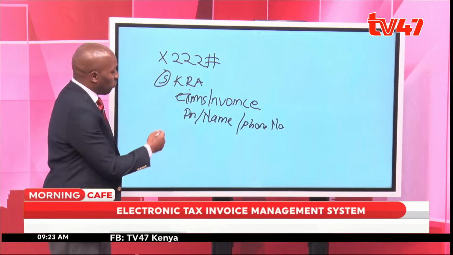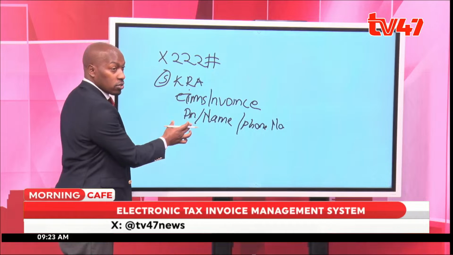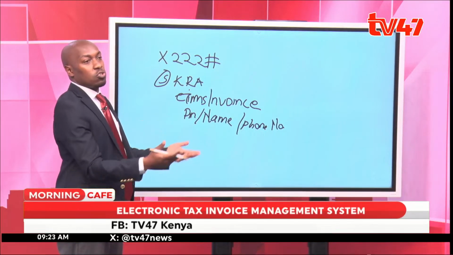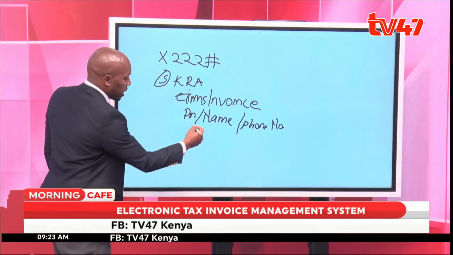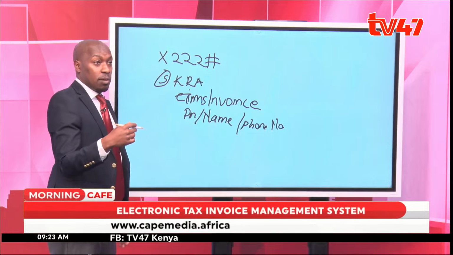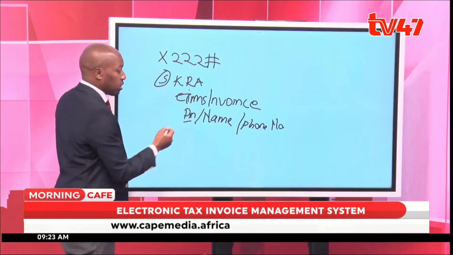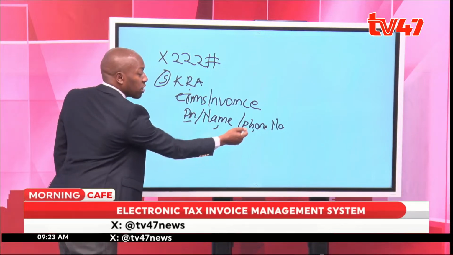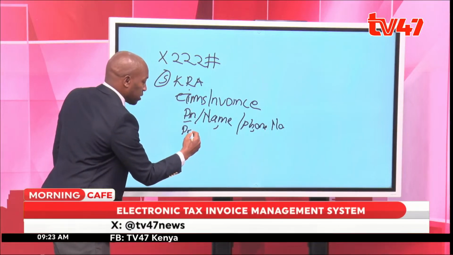So now you put the PIN of the buyer. We are capturing details of the person you're selling to. I'm assuming that I'm selling to Stanley, so I'll put the name of Stanley, but if Stanley has a business where they need to account for their taxes, then I'll ask them for their PIN. If it's just a normal person, I'll just write your name or a phone number. And then the second thing, I'll enter the product.